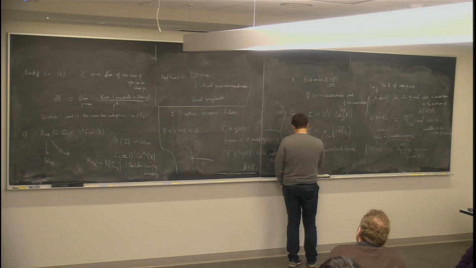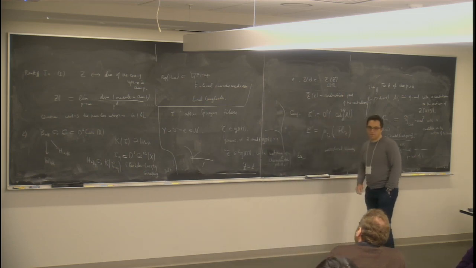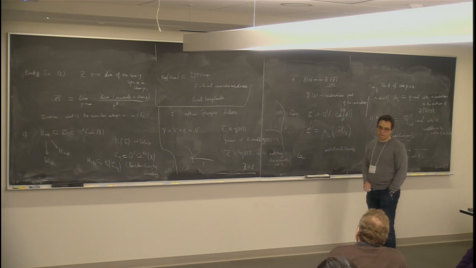No. So let me give you an example. But if it were smooth, then we could embed it as a zero section of its own cotangent bundle. No. If it was smooth, then, yes. But the point, of course, is... yeah. Well, this is the union.